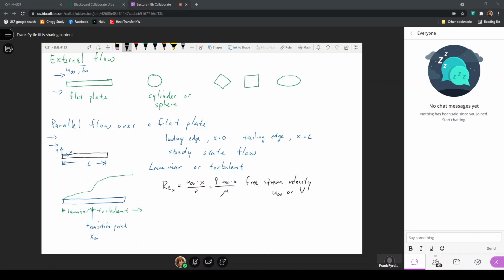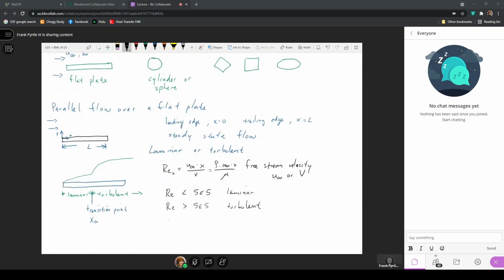Well, for Reynolds numbers less than 500,000, 5 times 10 to the 5th, this is what's considered to be a laminar flow. For Reynolds numbers greater than 5 times 10 to the 5th, we consider it to be turbulent. So we define a critical Reynolds number that is 5 times 10 to the 5th, and that would then be equal to the free stream velocity times X sub CR divided by the kinematic viscosity.